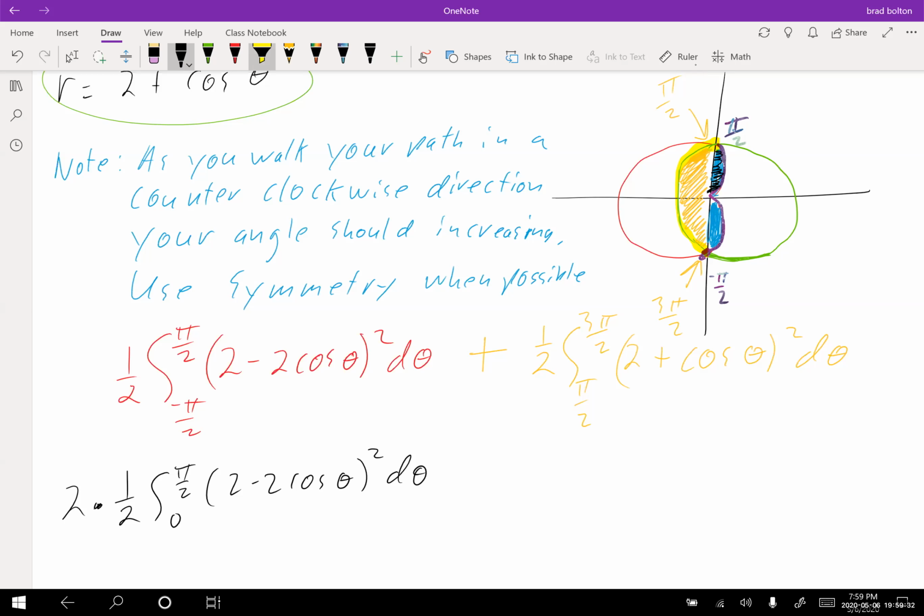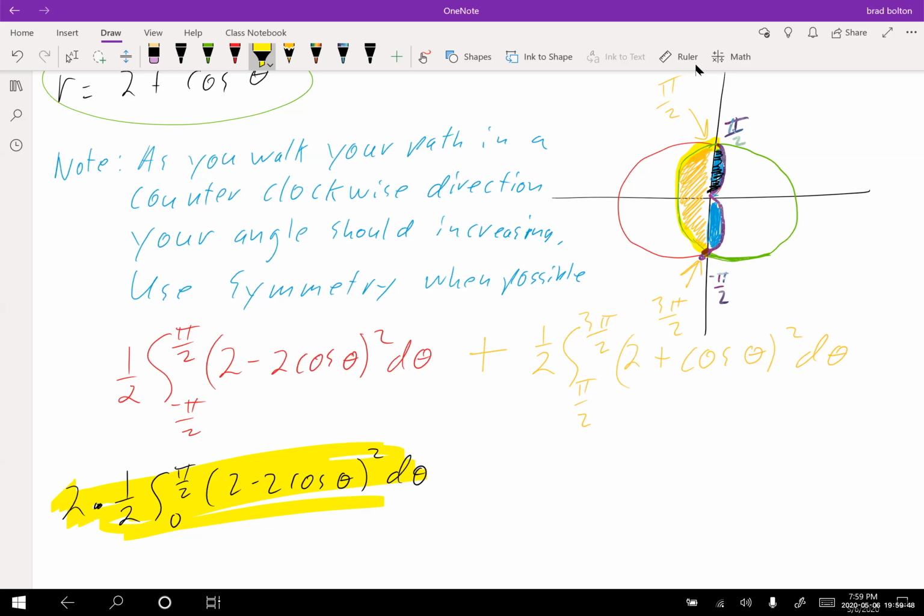So I could put my little times 2 right here, because I'd find this area and then I would double it, right? And I could do the same thing for the other part. I could go from pi halves to pi and then double that area. So this is an option for you guys using symmetry.